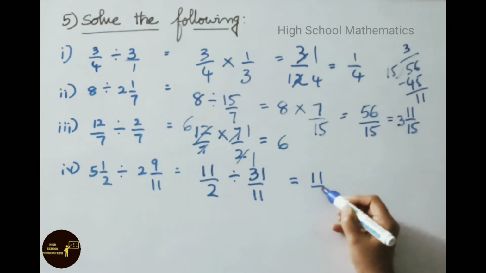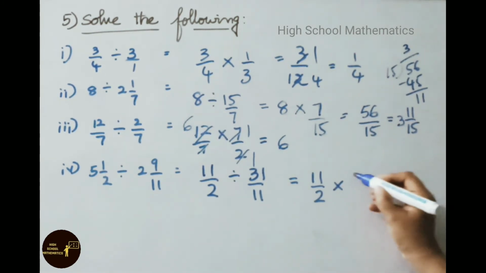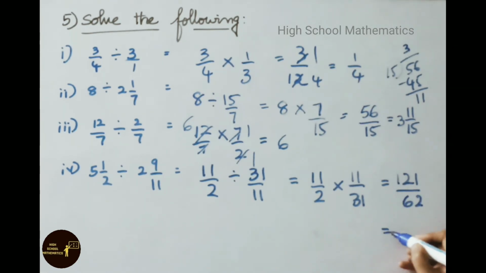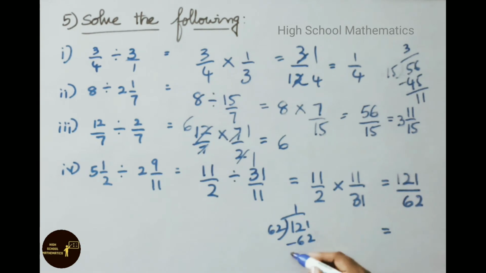That equals to 11 by 2. Division symbol, change it as into. Write the reciprocal of 31 by 11 as 11 by 31. That equals to multiply numerators 11 into 11, 121 by 2 into 31, that is 62. This is an improper fraction. Now this can be simplified by doing division. 62 ones are 62. Let us do subtraction. 121 minus 62, that is 59. So the answer is 1 59 by 62.